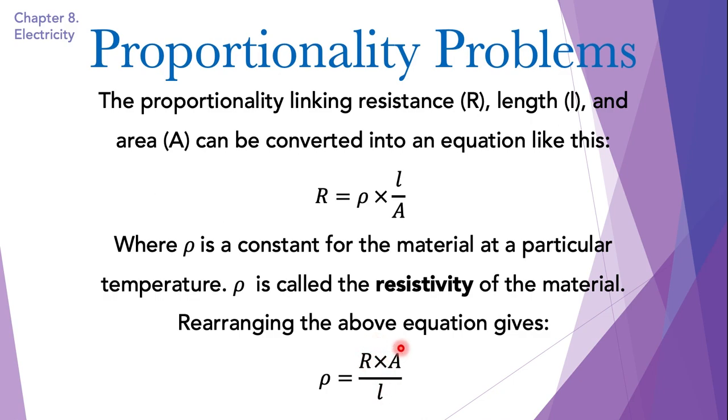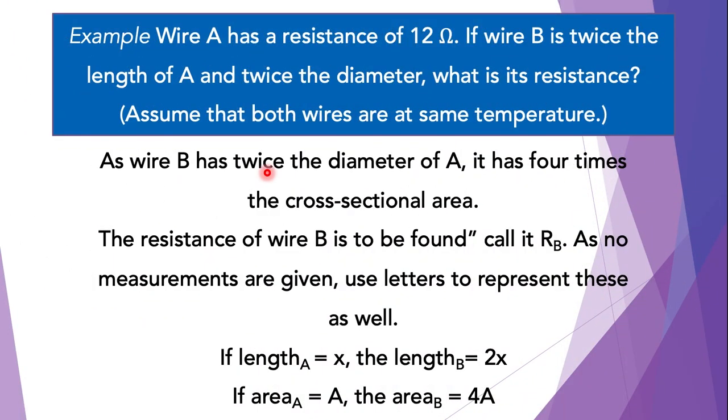If we do this for both copper and nichrome, which have the same length and area, but different resistance, we can find out that the materials are also different. That is the reason for the different resistance. So this is the equation we use to find the resistivity of a material. I hope you've understood it. Let's do the proportionality problem we were going to do.